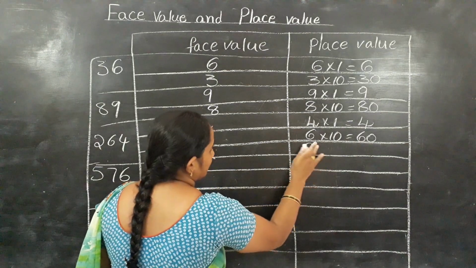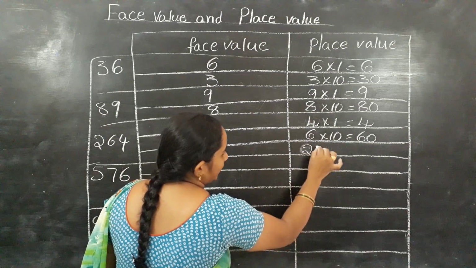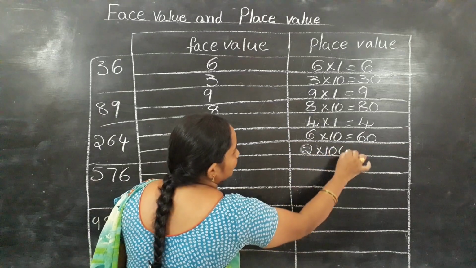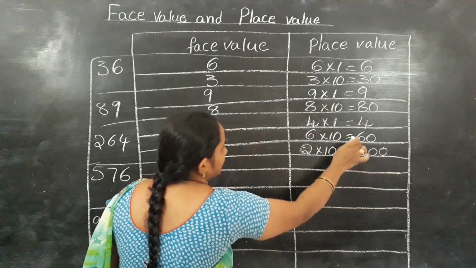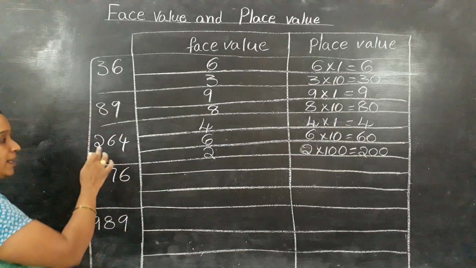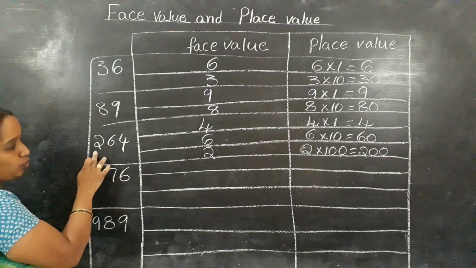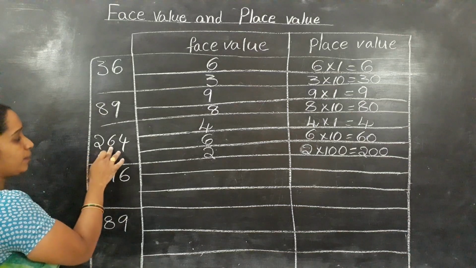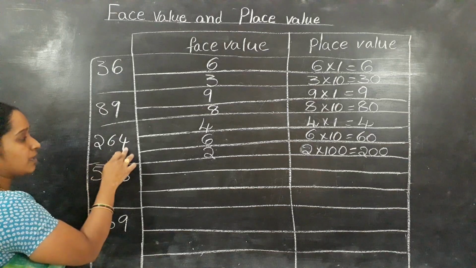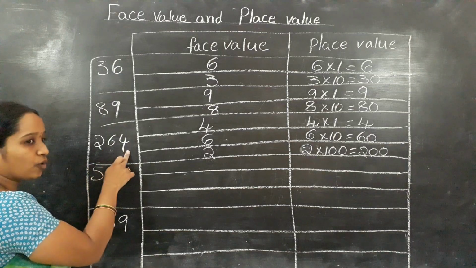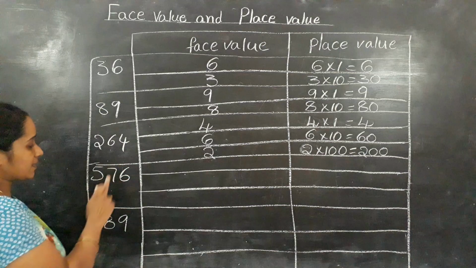So, 2 into 100, 200. In 264, the place value of 2 is 200, in 100's place. The place value of 6 is 60. It is in 10's place. The place value of 4 is 4. It is in 1's place.